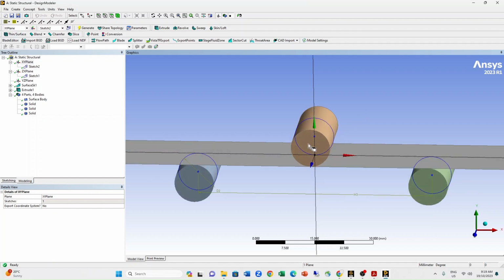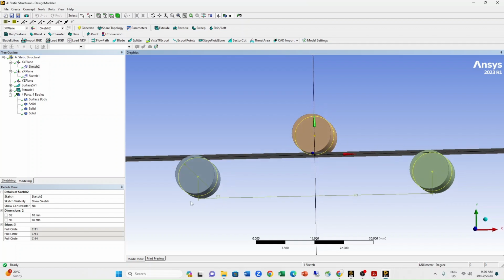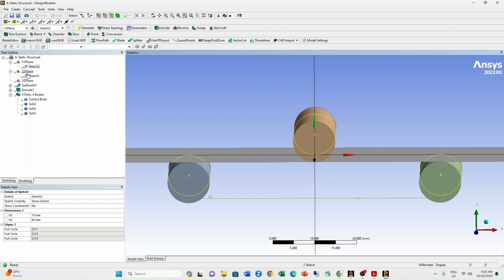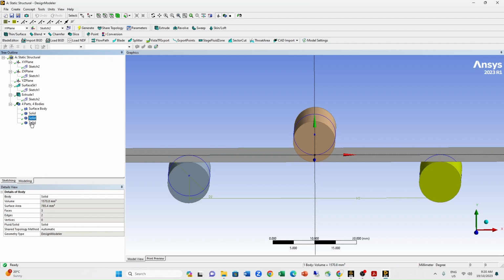Using solid geometries, so cylinders. The distance between the bottom two rollers is H3, 60 millimeters, and the diameter of the cylinder is 10 millimeters. So this is a combined shell and solid geometry. In total we have 4 parts: one surface body for aluminium, and 3 solids for 2 supports and 1 loading node.